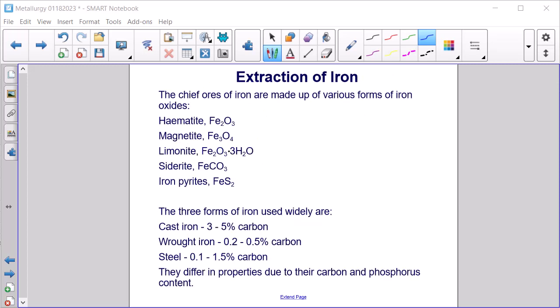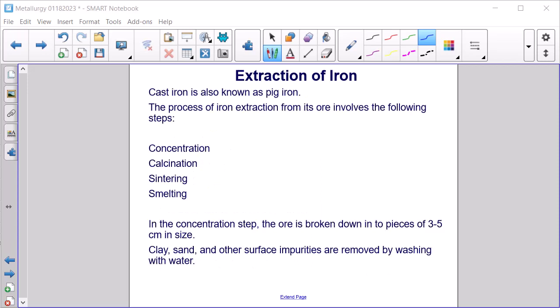Extraction of iron. The chief ores of iron are made up of various forms of iron oxides: hematite, magnetite, limonite, siderite, and iron pyrites. The three forms of iron used widely are cast iron, which is 3 to 5% carbon, wrought iron, 0.2 to 0.5% carbon, and steel, 0.1 to 1.5% carbon. They differ in properties due to their carbon and phosphorus content. Cast iron is also known as pig iron.